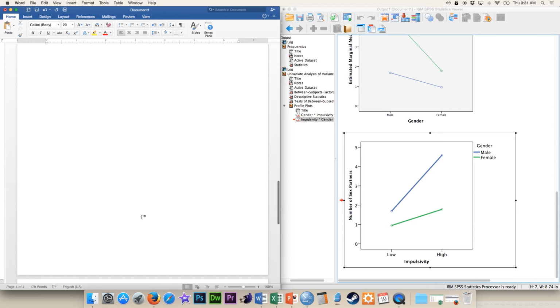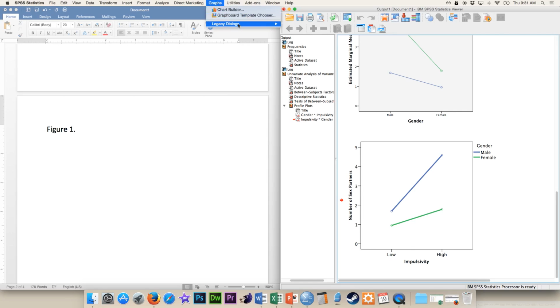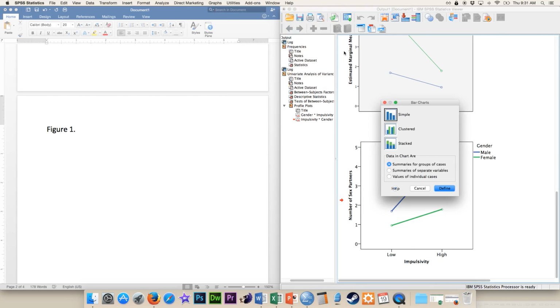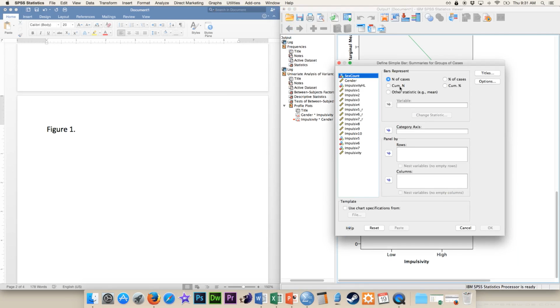Let's go ahead and make our figure 1 and 2, which were the main effects of gender and impulsivity. The best way to really exemplify a difference between two groups is with a bar graph. So we'll go ahead and make some bar graphs for those. We'll go graphs, legacy dialogues, bar. We're going to keep all this the same, just click define. And then right here where it says other statistic, go ahead and put that, and then put your dependent variable right here. In this case, it's sex count.